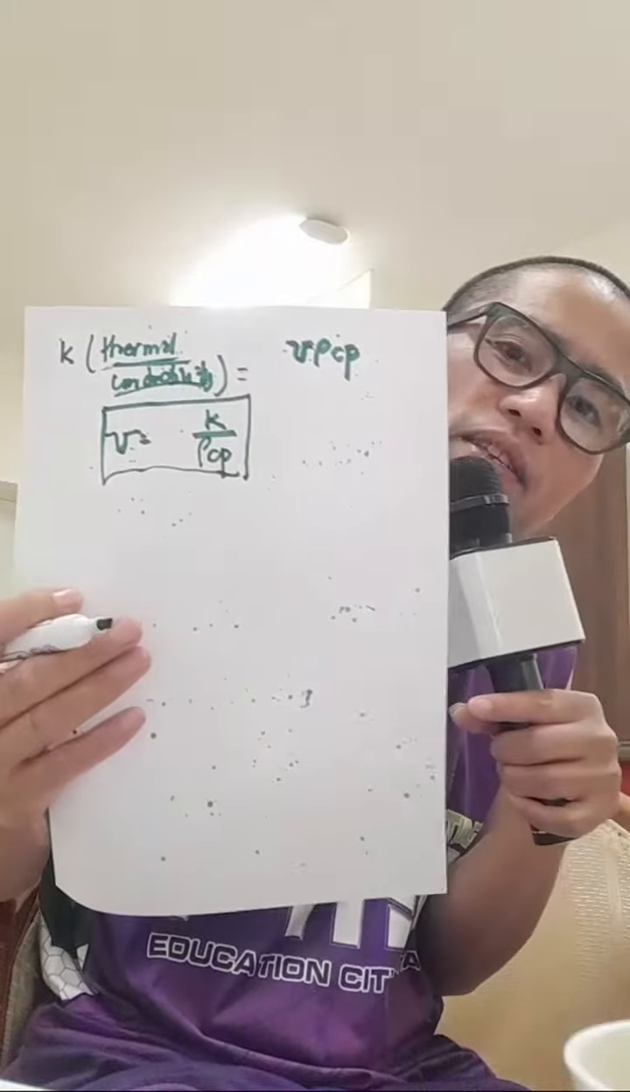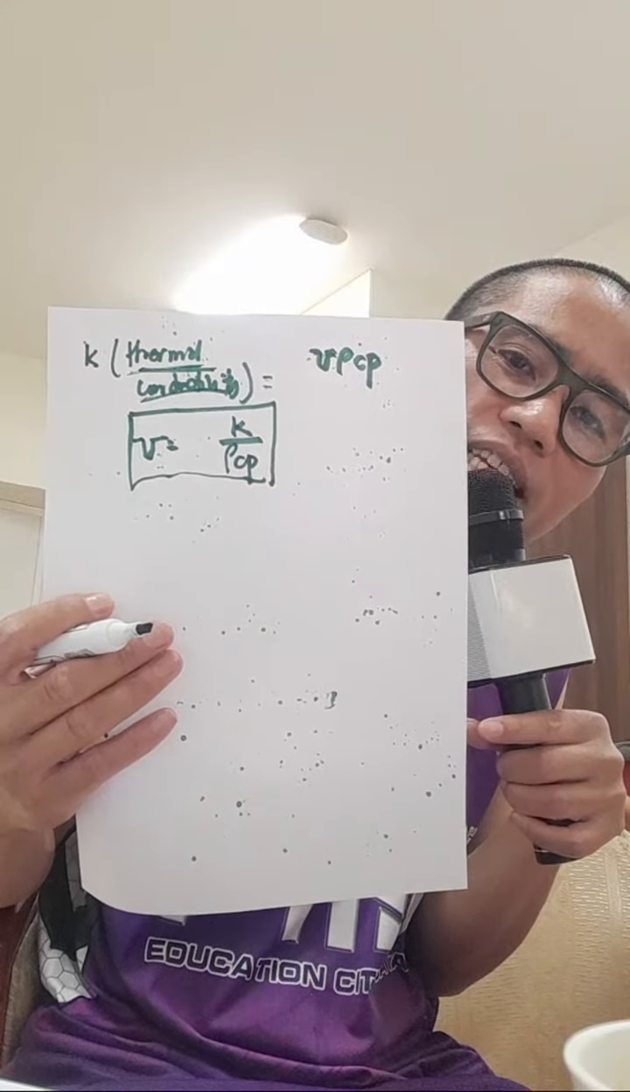CP is not cellphone, ha. CP is heat capacity, specific heat capacity. We shortcut cellphone also as CP, right? So it's not cellphone, it's specific heat capacity or heat capacity. Be careful also with the acronym. Kinematic viscosity equals thermal conductivity over the density times the specific heat. Now, oh my goodness. So what is the unit for this? Then you have to insert one by one also.